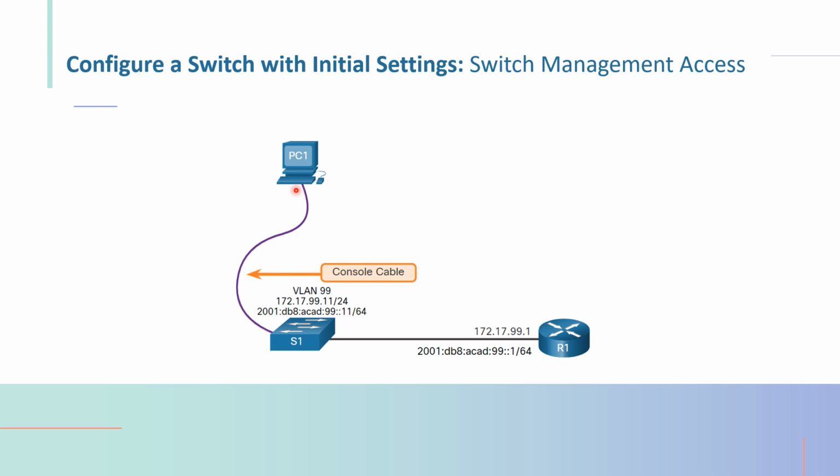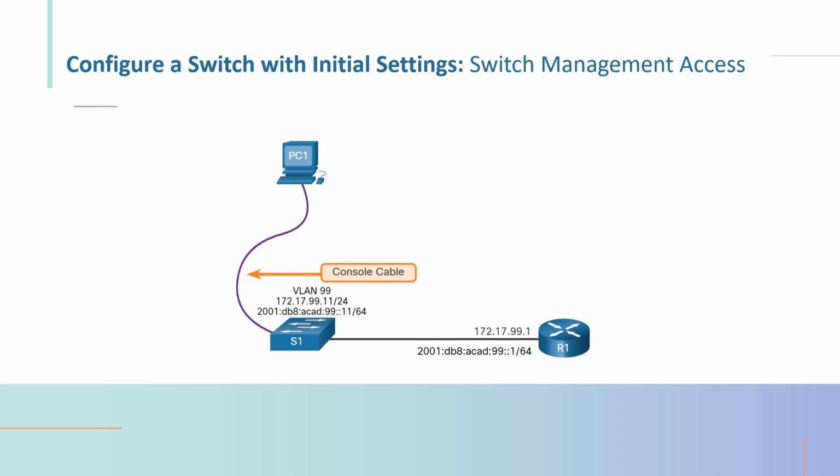By default, the switch is configured to have its management control through VLAN 1. All ports by default are assigned to this VLAN. For security purposes, it is considered a best practice to use a VLAN other than VLAN 1 for the management VLAN. In the example here, for the management VLAN, we are using VLAN 99.